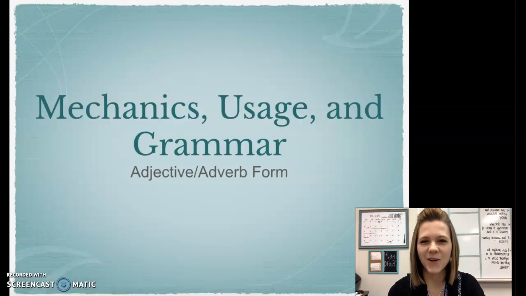Good morning, everyone. We are going to be taking some grammar notes today on adjective and adverb form. A couple of things though before I begin.